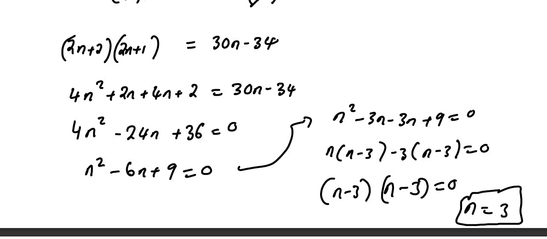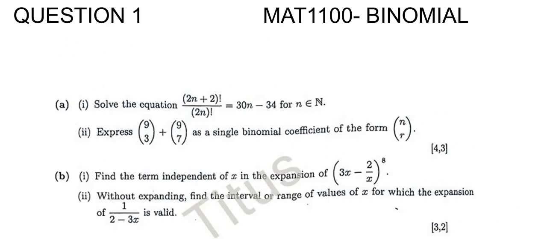So if you got two answers, one would have been negative, one would have been positive, and you'd have gotten the positive one. Because in the factorial computations, we never accept anything that's negative or a fraction. So this would have been your answer to question number 1. So this is completely done. Here n should have been 3.